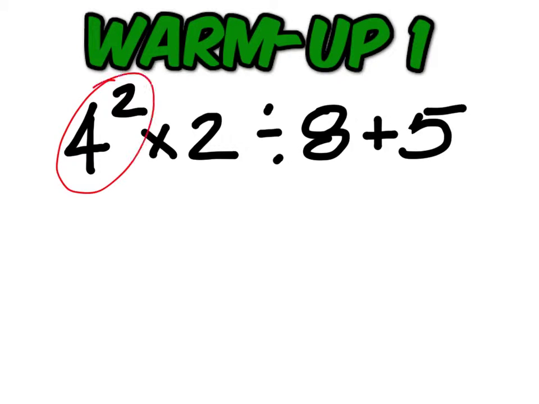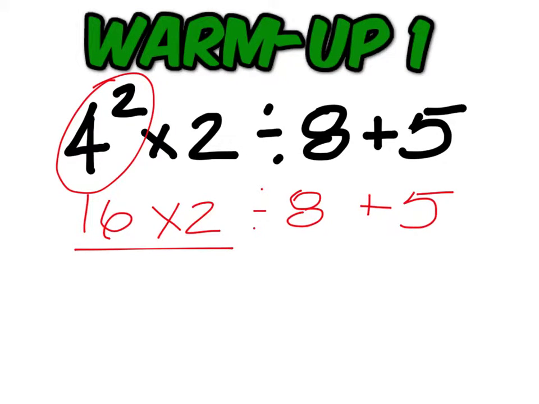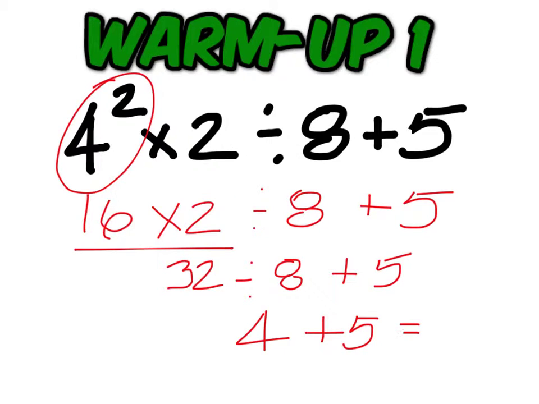4 squared is not 8, it is 16. 16 times 2 divided by 8 must be done first. This is 32. If I divide 32 by 8, then I'm going to come up with 4. Plus 5 would be 9.